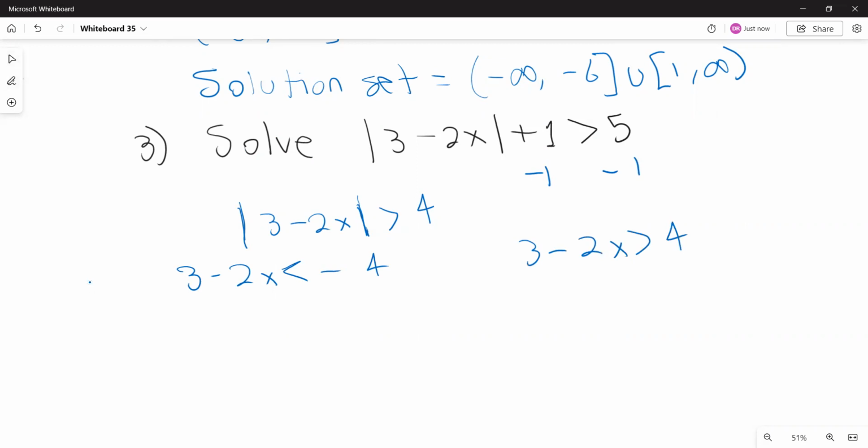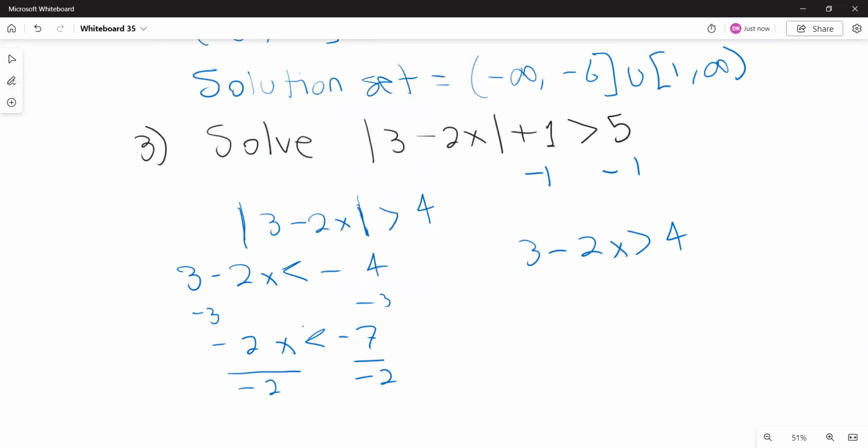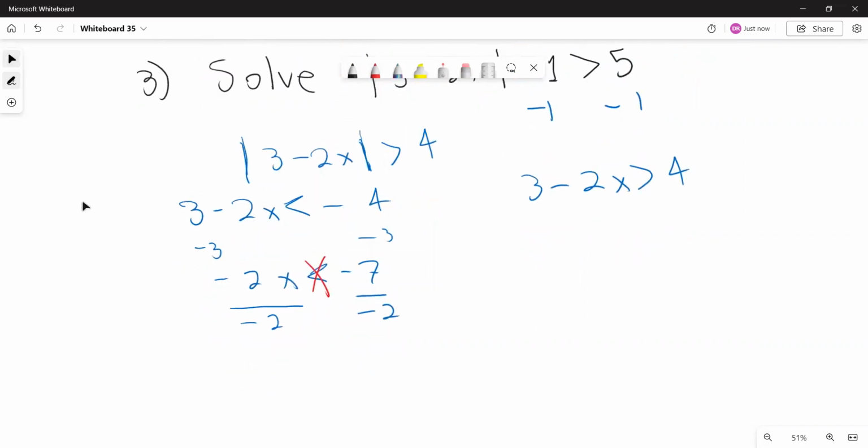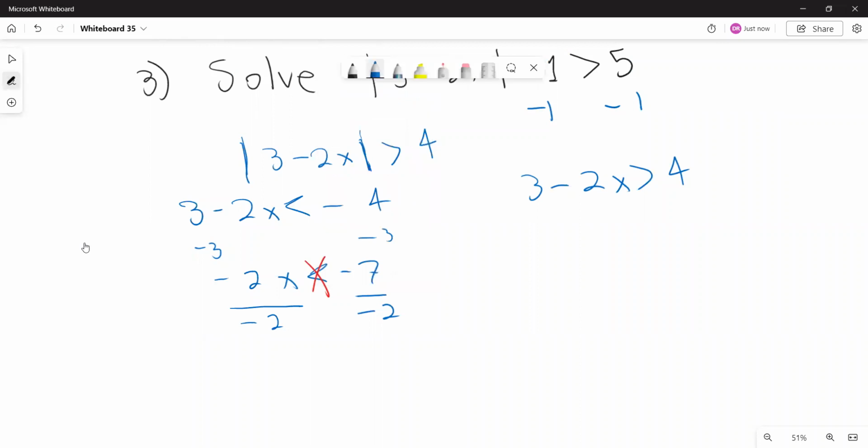Subtract 3 from both sides. The opposite of 2x is less than -7. Next, we need to divide by -2. When we multiply or divide by something negative, the inequality symbol reverses. So we get that x is greater than 7/2.